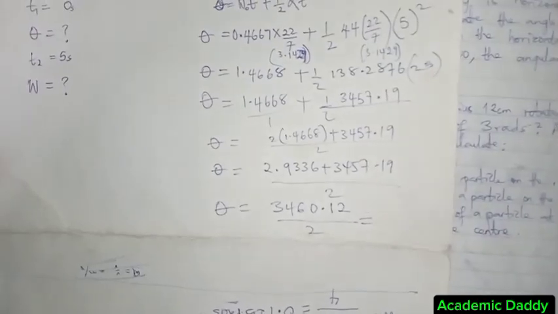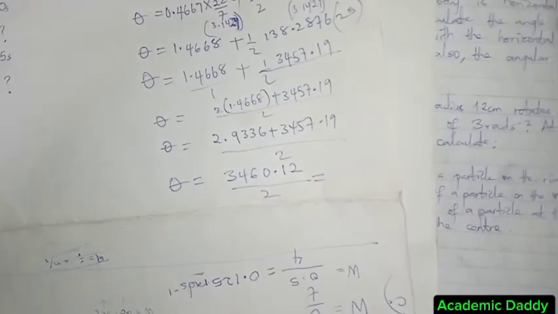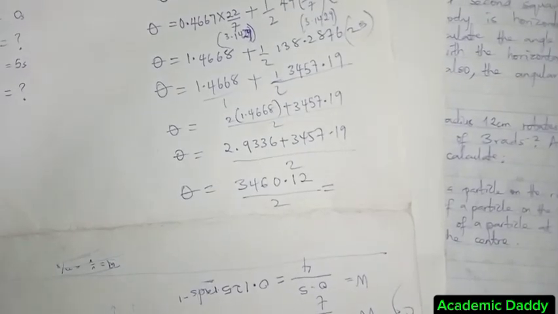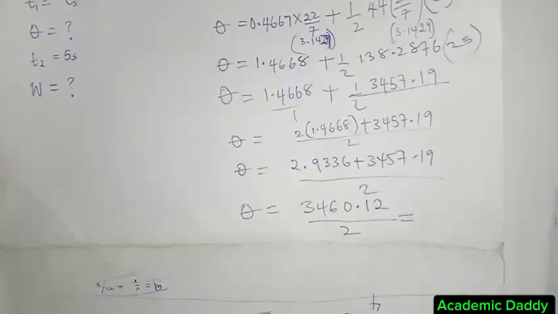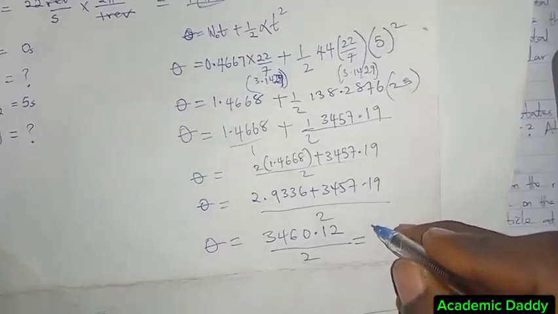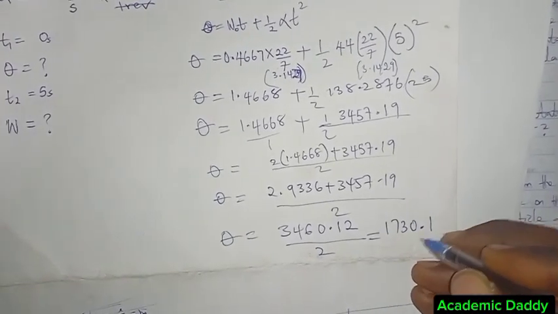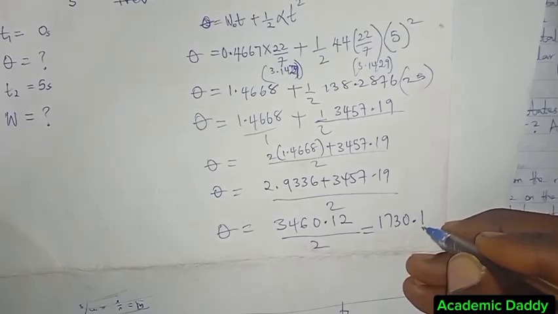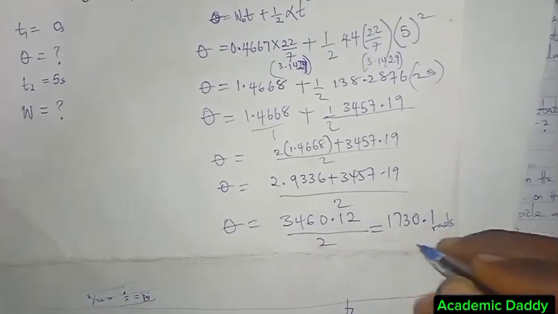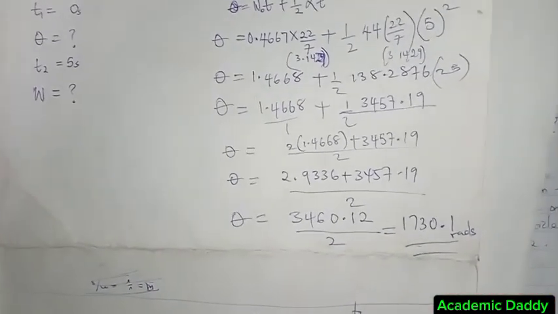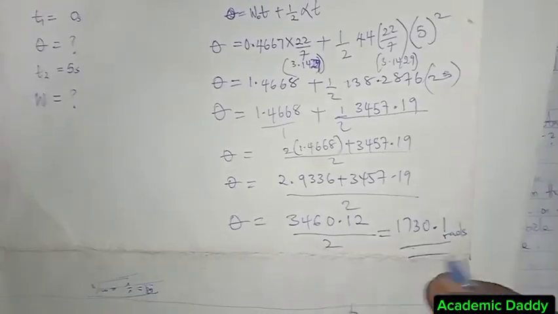If you divide this by 2, our theta is going to be 1730.1, and that's in radians. So that's a very big one, radians.